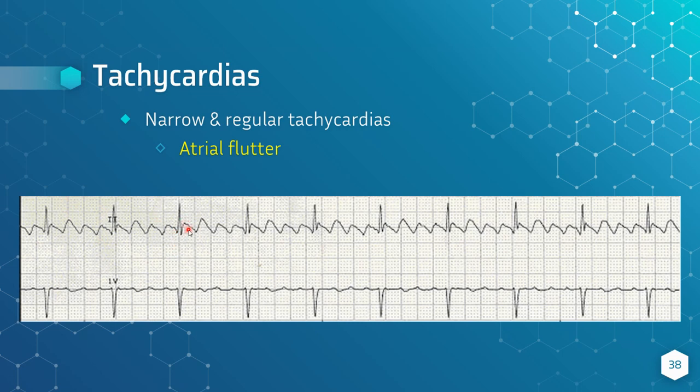Same thing here. This example is more apparent, so you can see the sawtooth pattern going on. And so instead of this one being 2-to-1, it would be more of a 3-to-1 flutter, because you'll have 3 of these F waves for every QRS.